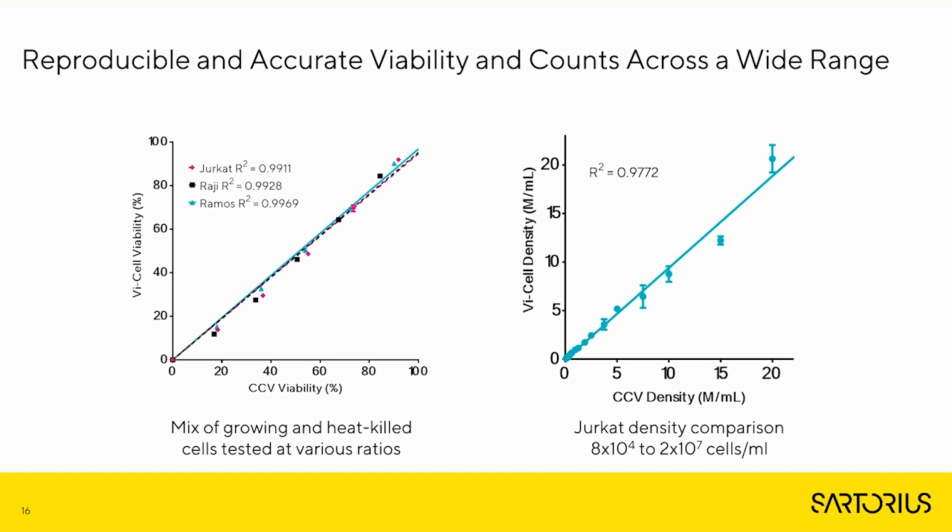And again, if we look at the cell density calculations here with ViCell at a density comparison of 8 times 10 to the 4 all the way up to 2 times 10 to the 7 cells per mil, we can see again it's a very linear correlation, suggesting that the cell count and viability kit is accurate across a wide range.